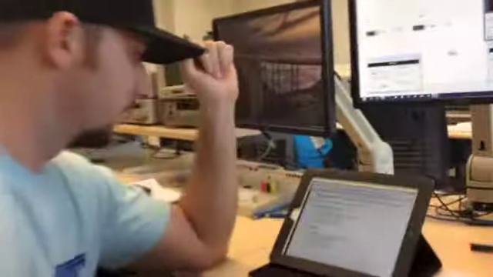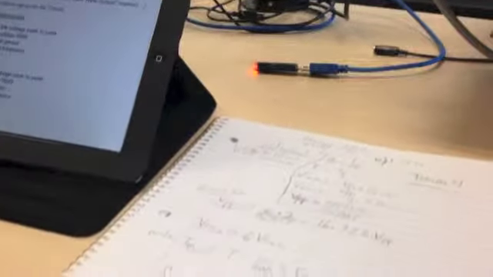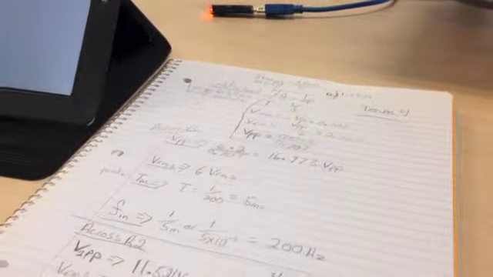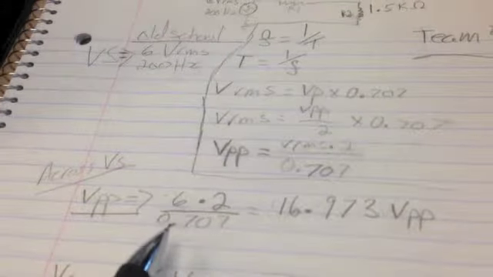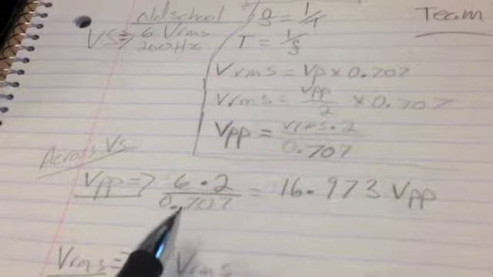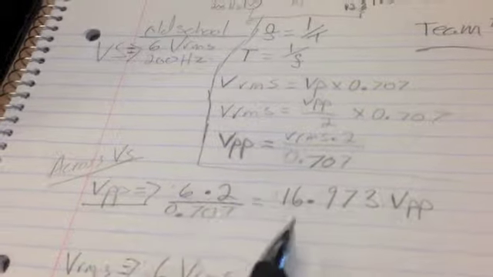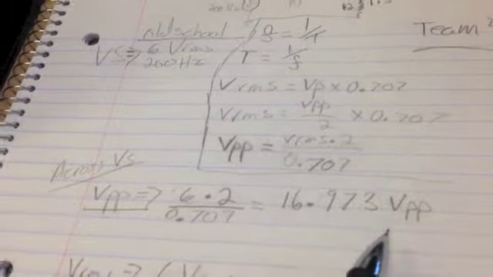My name's Hunter Keating, and I'm about to show you the old school method of how to demonstrate voltage across the source and across the R2 resistor. So we're going to start with our voltage source, which we have 6 VRMS with 200 hertz as our frequency. And to find our volt peak to peak, we're going to use our formula VRMS times 2 over 0.707, which I have right here, which we get 16.973 volts peak to peak.